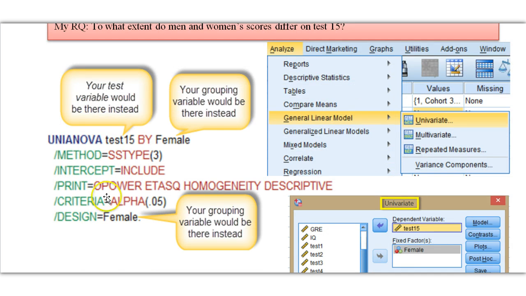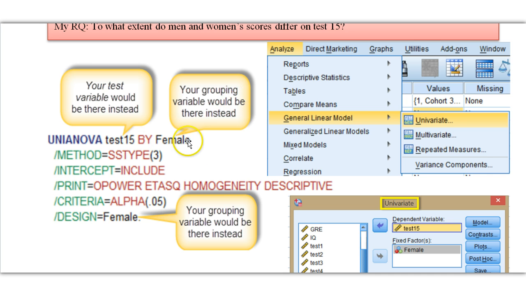It's simple syntax, and there's several different ways, at least 3 different sets of syntax for calculating Anova in SPSS, but we're going to use the GLM. Okay, so your test variable goes before the by statement. So I put test 15 here, but of course you would put your variable.